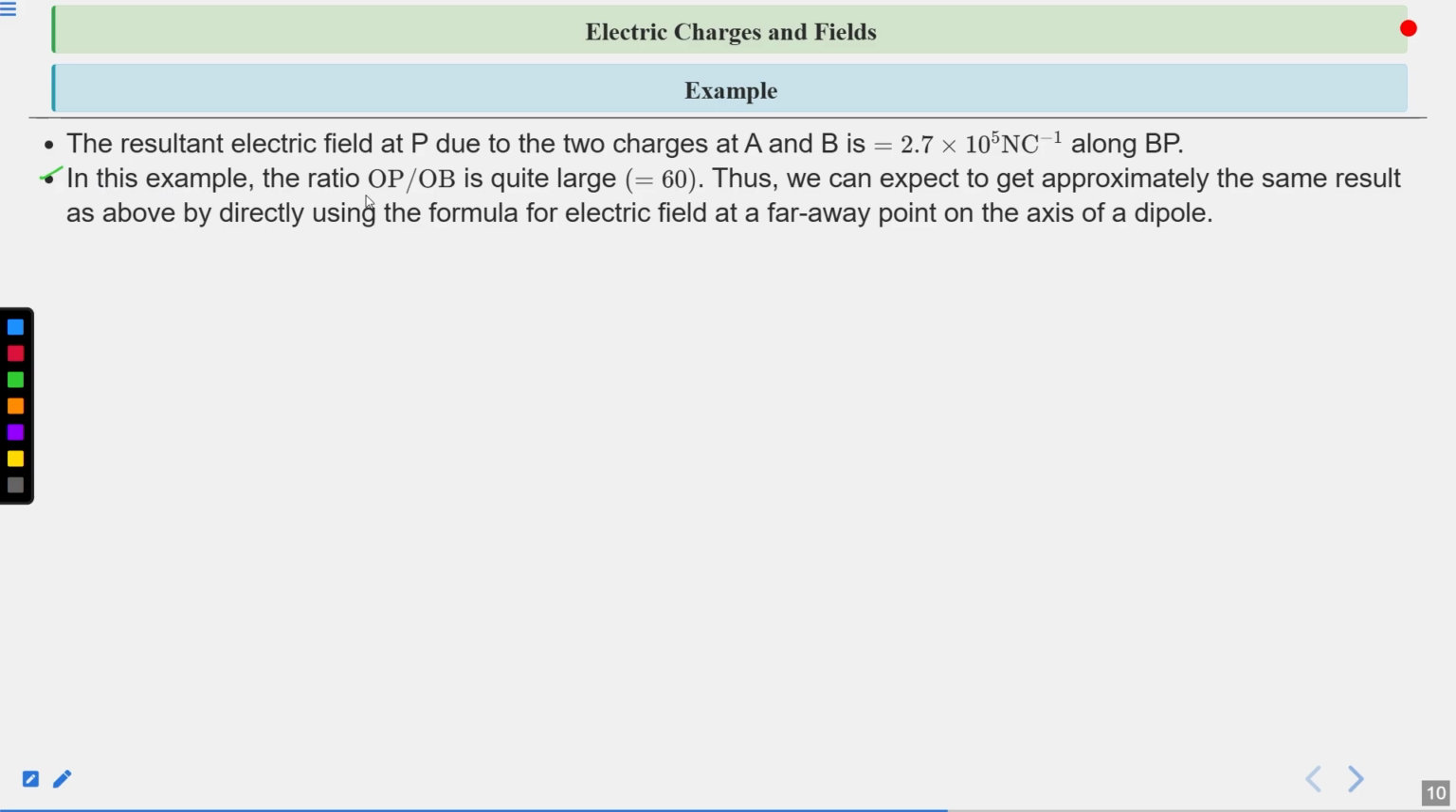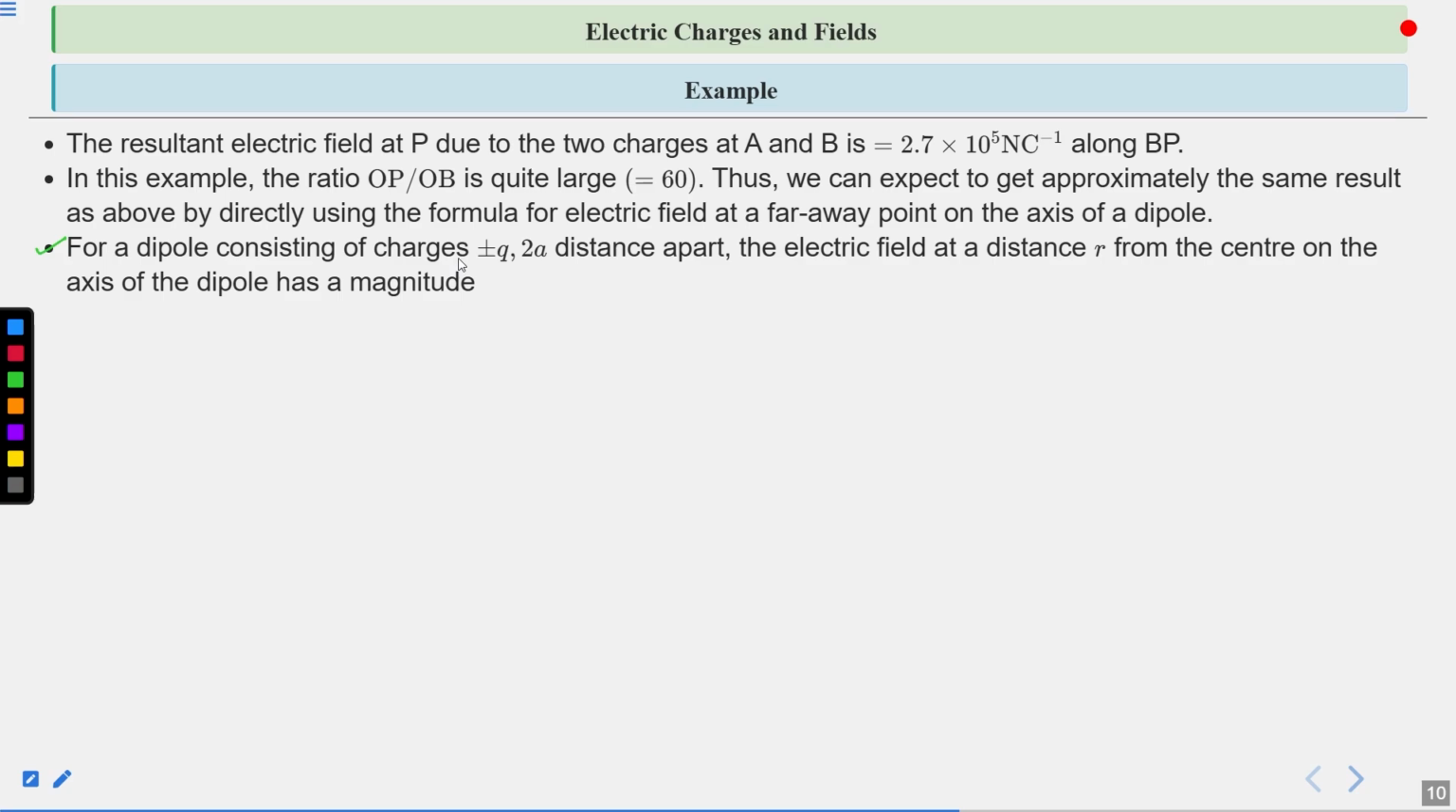In this example, the ratio OP divided by OB is quite large, that is 60. Thus, we can expect to get approximately the same result as above by directly using the formula of electric field at a far away point on the axial axis of the dipole.